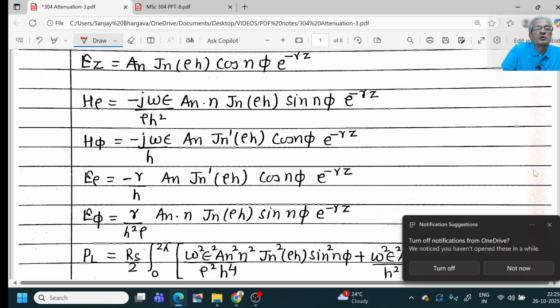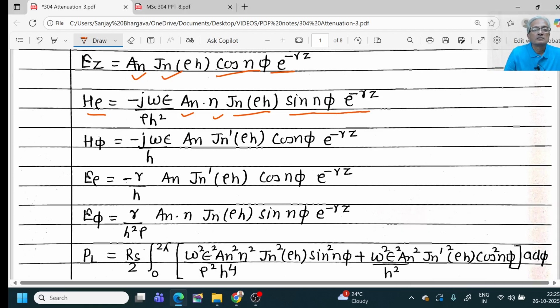Ez is equal to An Jn(hρ) cos nφ e^(-γz). Hρ is equal to minus jωε upon ρh² An n Jn(hρ) sin nφ e^(-γz). Hφ is minus jωε upon h An Jn'(hρ) cos nφ e^(-γz). Eρ is equal to minus γ upon h An Jn'(hρ) cos nφ e^(-γz). Eφ is equal to γ upon h²ρ An n Jn(hρ) sin nφ e^(-γz).